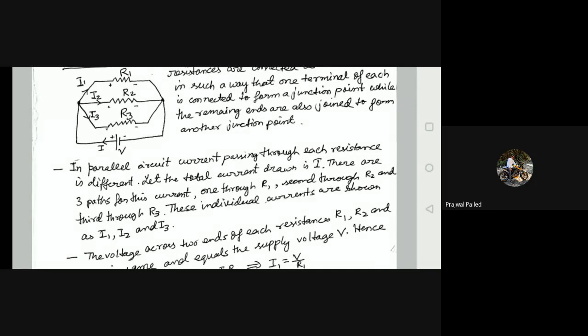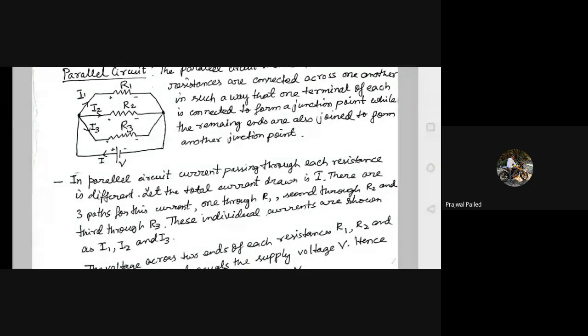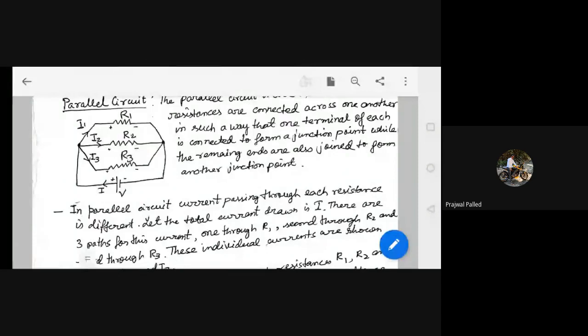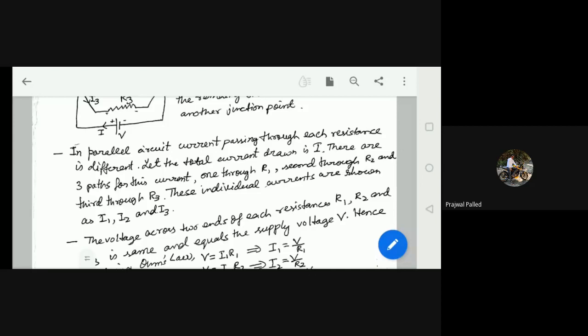In a parallel circuit, current passing through each resistance is different. You see, I1, I2, I3 are different. Let the total current drawn be capital I. It is shown. There are three paths for this current. Capital I has three paths: I1, I2, I3. So these individual currents are shown as I1, I2, I3.